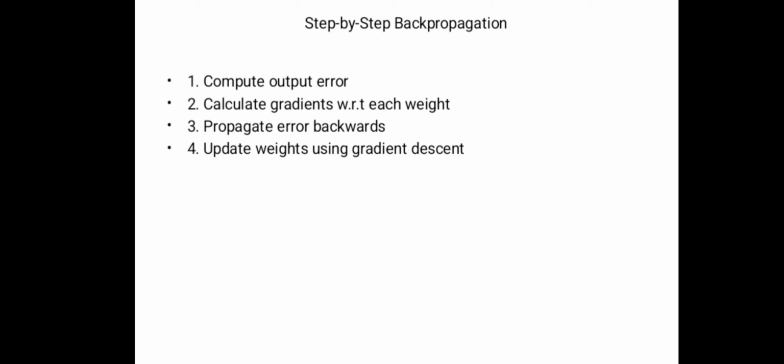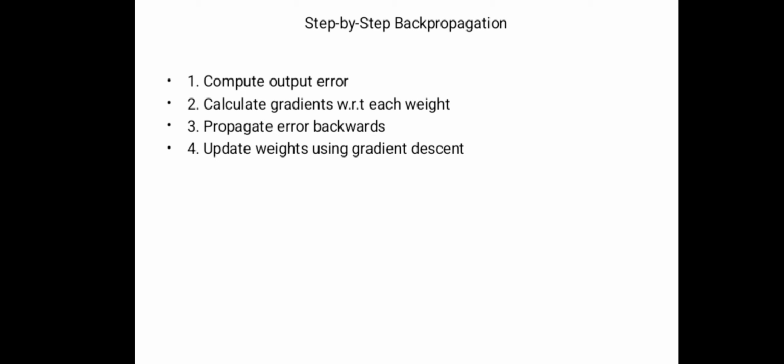Second, calculate the gradient with respect to each weight. Using calculus, especially the chain rule, we calculate how much each weight contributes to the total error. Third, propagate the error backward. The error is sent backward through the network from the output layer to the input layer.